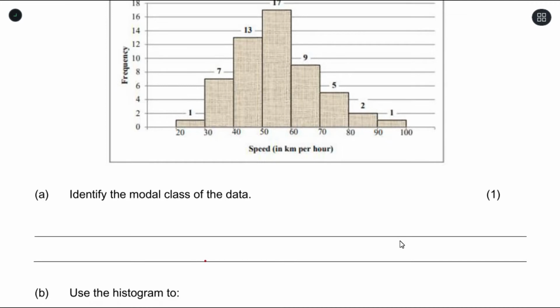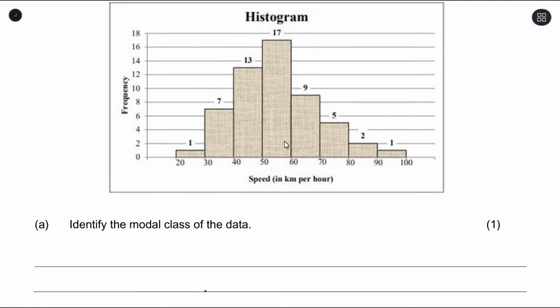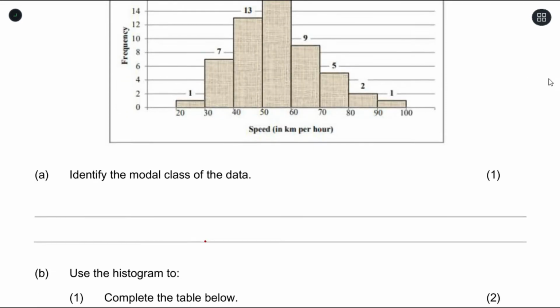Now, the first question says identify the modal class of this data. If you're identifying the modal class of the data, you're looking at the one with the highest frequency. And from here, the one with the highest frequency is the one with the highest bar, from 50 to 60, which is 17. So our answer for this is just going to be from 50 to 60. That would be your modal class.